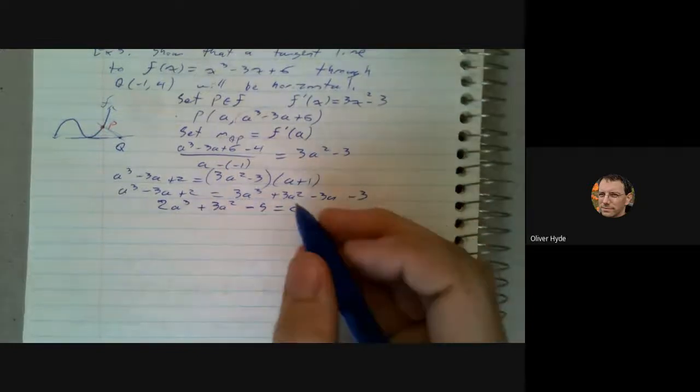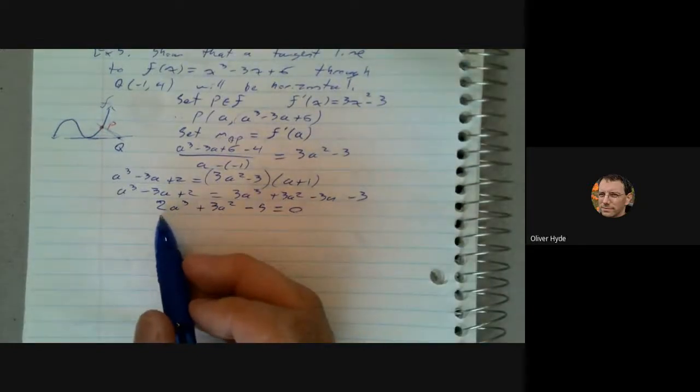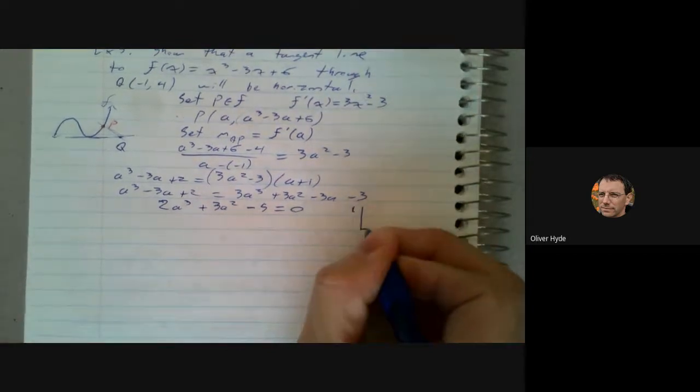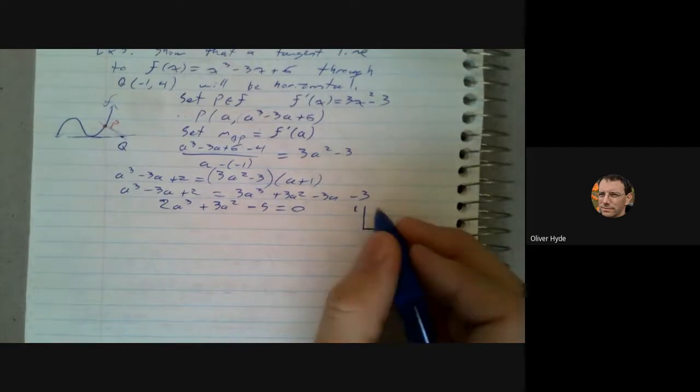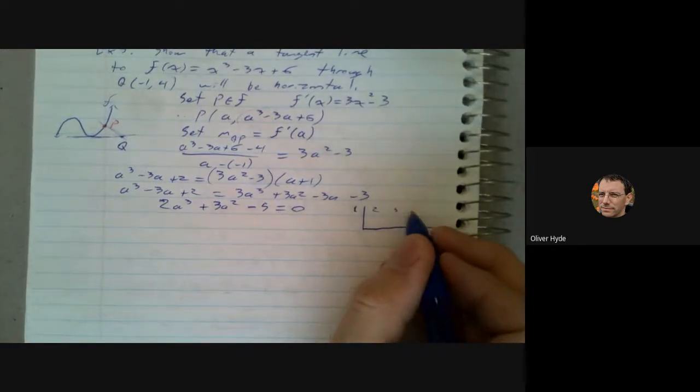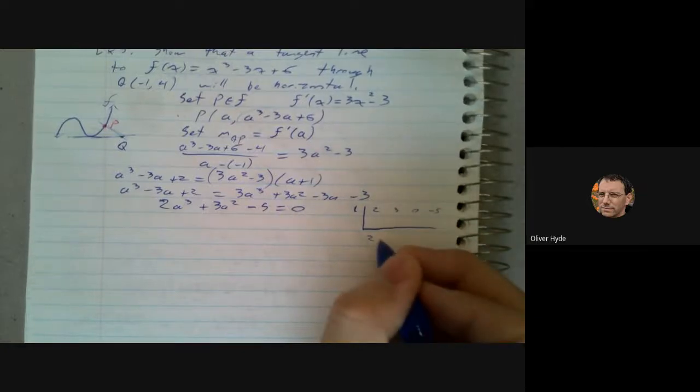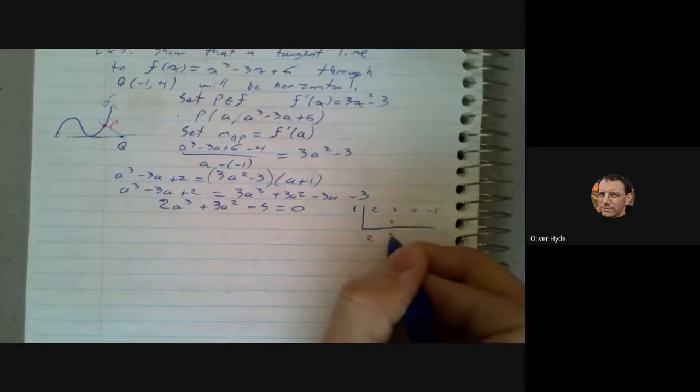Luckily, I think I can spot by inspection that a minus 1 is definitely going to be a factor. Notice that when a is equal to 1, 2 plus 3 minus 5 is equal to 0. So I'm just going to verify that with a little synthetic division here on the side, dividing by a minus 1 with coefficients of 2, 3, 0, and -5. Add, multiply, add, multiply, add, multiply, add. Yeah, we're going to get a minus 1 times 2a squared plus 5a plus 5 is equal to 0.